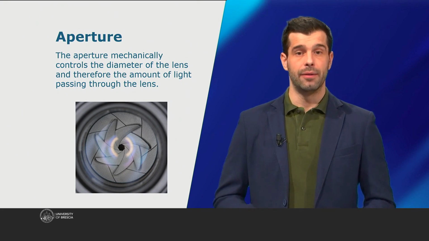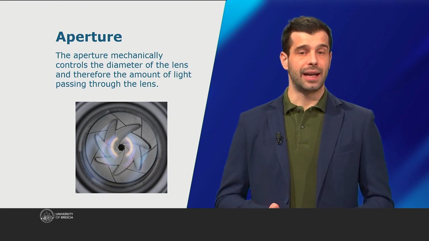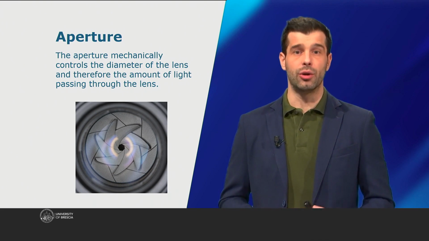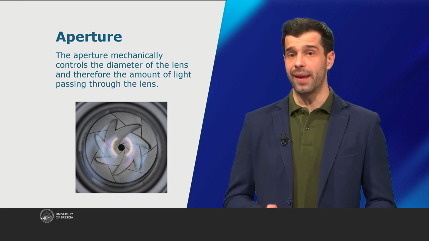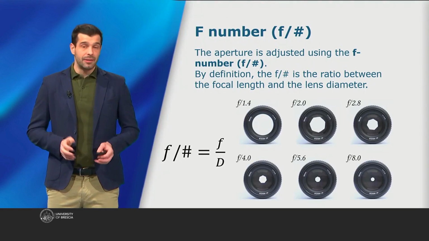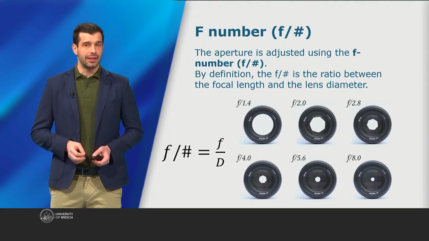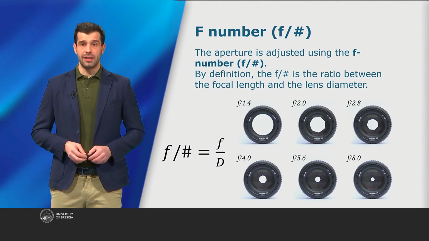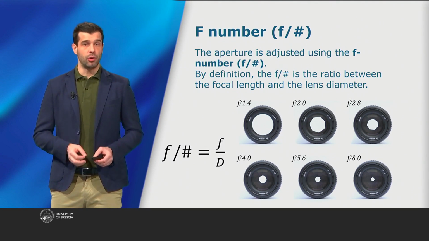The second adjustment is related to the lens aperture, or iris, to draw a parallel with the human eye. By adjusting the lens aperture, you can mechanically control the amount of light that actually enters the lens. And therefore, this light hits the sensor of the camera on which it is mounted. The lens aperture is usually indicated by a parameter called the f-number. The f-number, by definition, is the ratio between the focal length and the diameter of the lens itself.